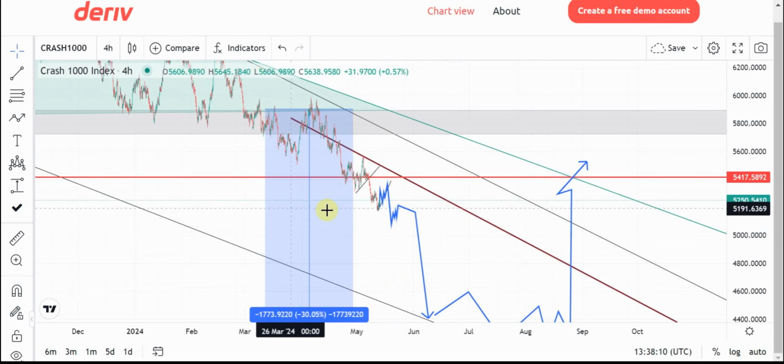Hope this makes more sense. So for now, Crash 1000 is basically going to be selling. You gotta be smart about these things. This is how you analyze. This is how you stay profitable. It might be the most important thing is just getting in on the right trend and knowing where your trend ends. Hope this makes more sense.